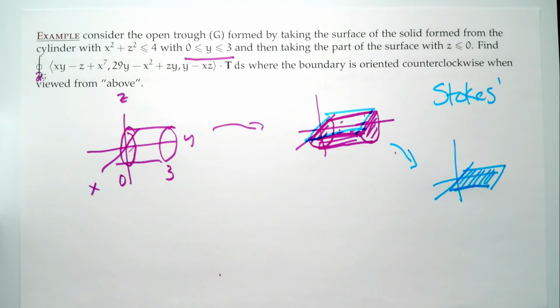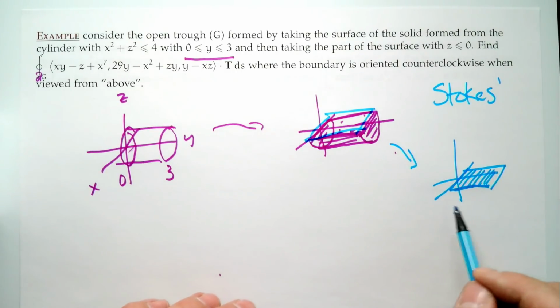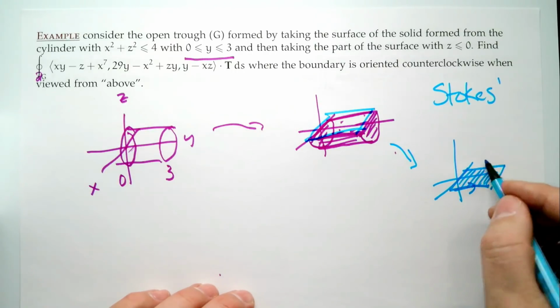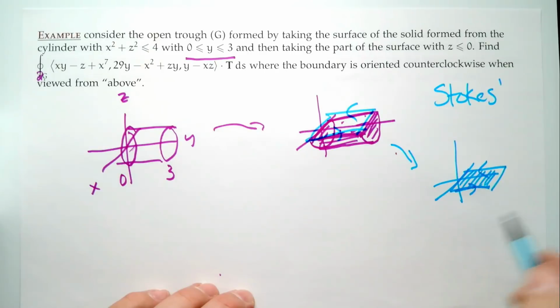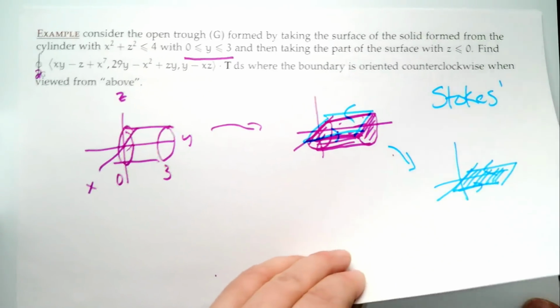And now we say aha. Do we say aha? Yeah, we say aha. It's oriented counterclockwise when viewed from above. So this is still oriented counterclockwise when viewed from above. And we're ready to go. So make it flat, go from there, life is good. All right, I think there's one more.